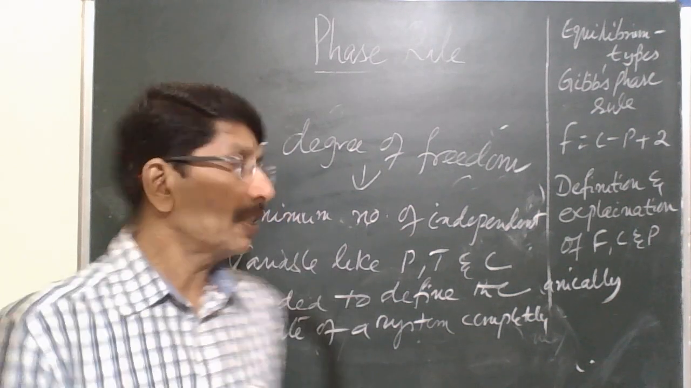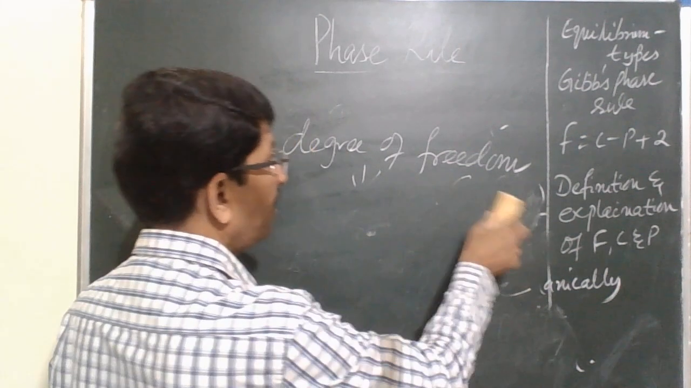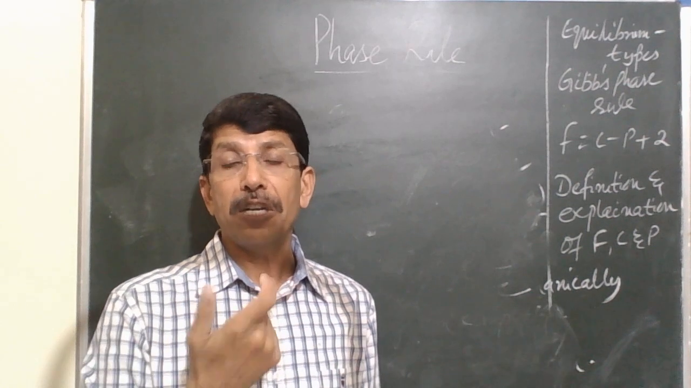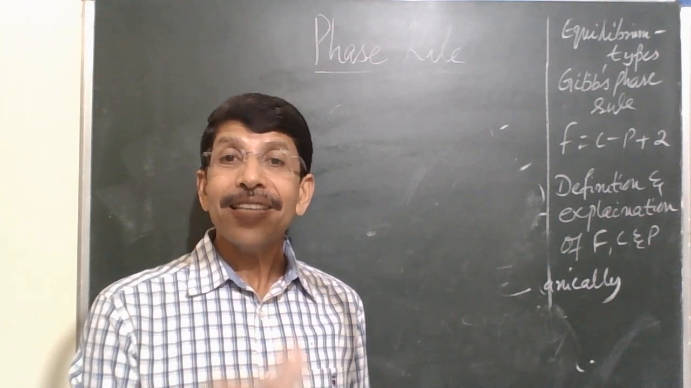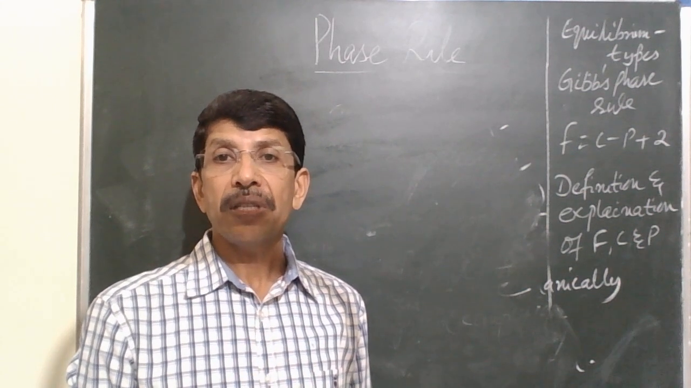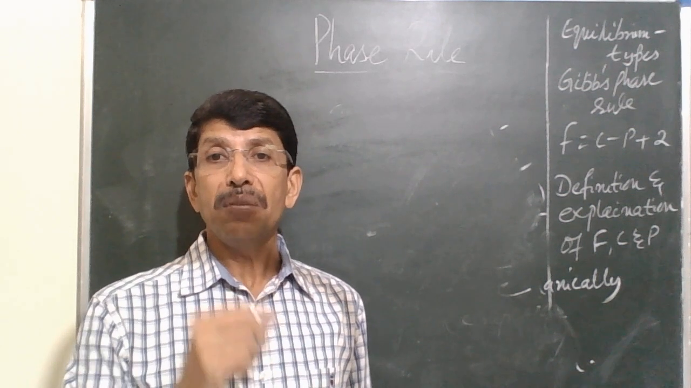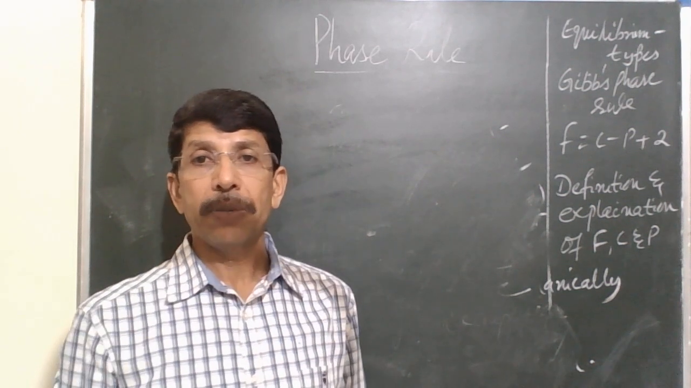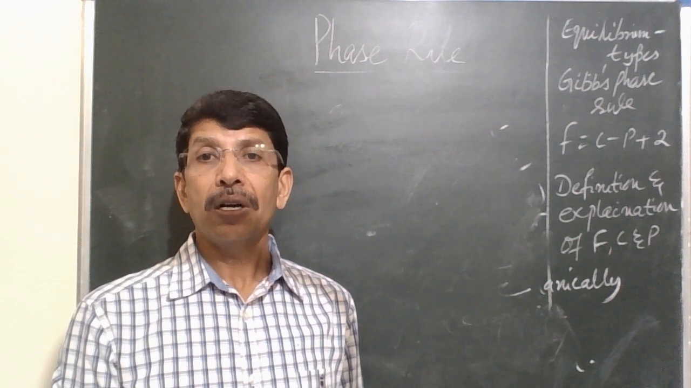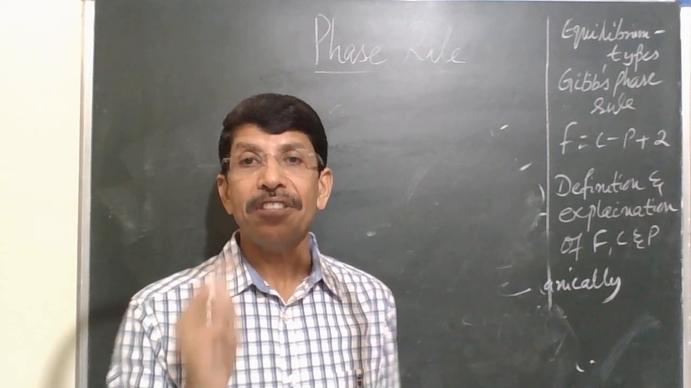What is the state of a system? You learned in thermodynamics. State of a system is the one in which the properties of the system have definite values. That's the meaning of state of a system. So what is a degree of freedom? It is the minimum number of independent variables like pressure, temperature, concentration, etc. needed to define completely the state of a system.